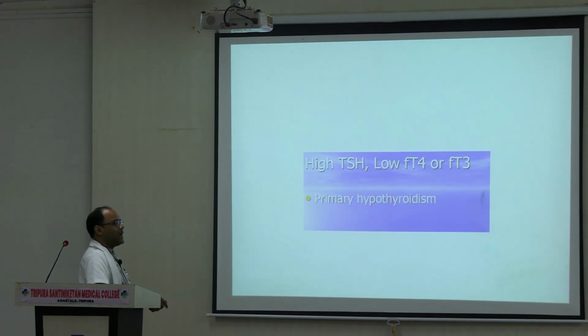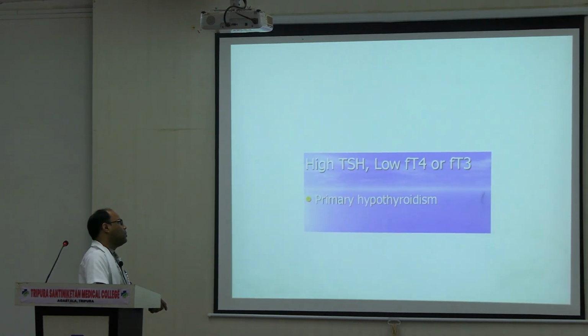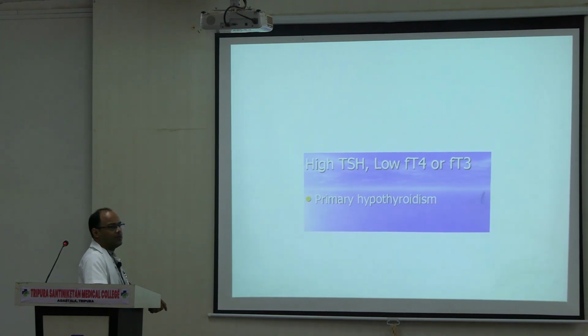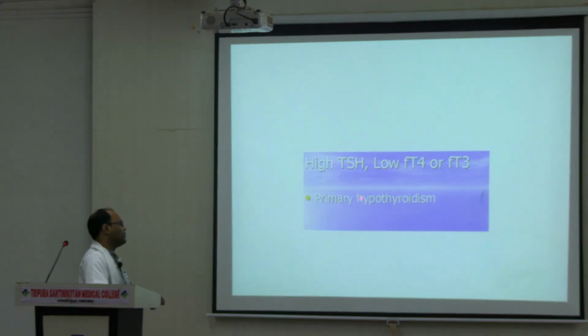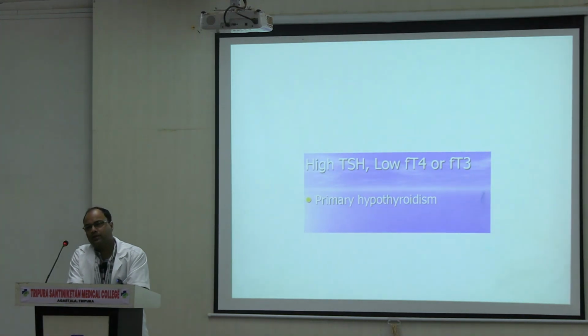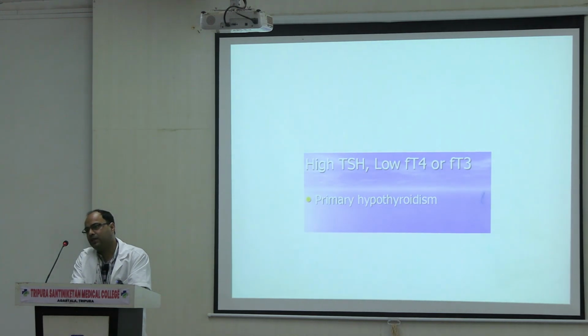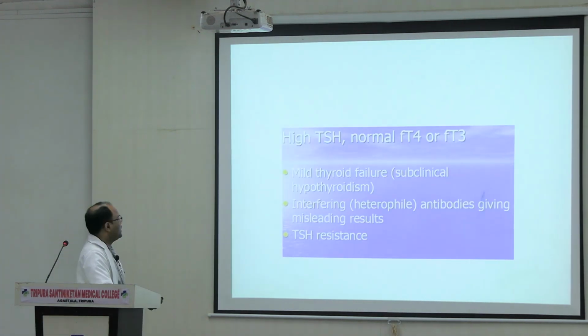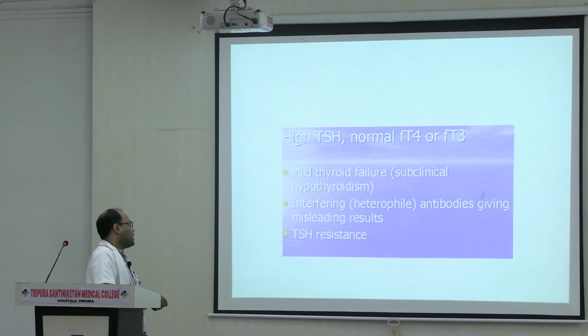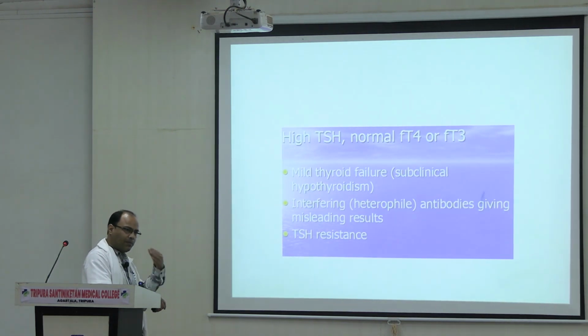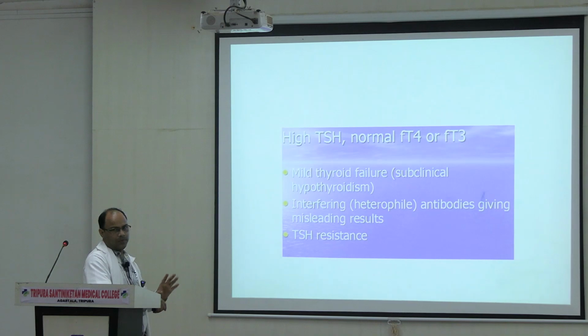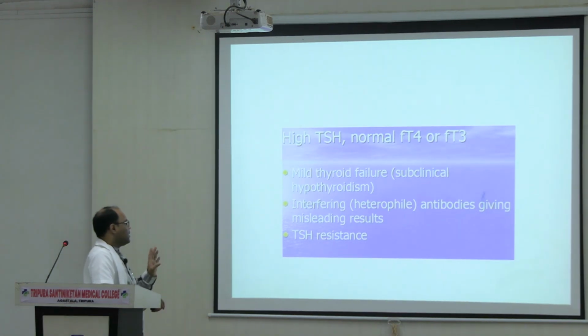If we find the patient has a high TSH level with low free T4 and free T3, that is called primary hypothyroidism. You ask the patient to get the TSH value along with free T3 and free T4. If you find a high TSH value with low free T4 and free T3, the patient has developed primary hypothyroidism. Next, high TSH with normal FT3 and FT4. An example is subclinical hypothyroidism. The patient has hypothyroidism, but there are no clinical symptoms. This is called subclinical hypothyroidism.